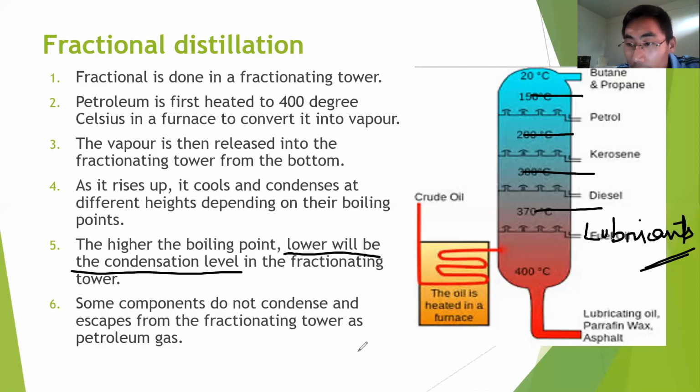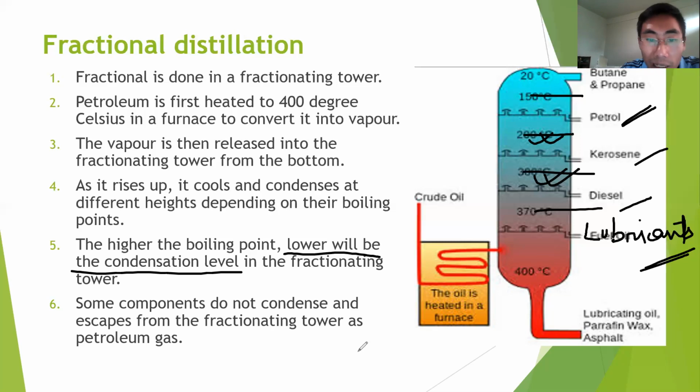Likewise, since diesel is condensing at a lower level than kerosene, that means it has a higher boiling point than that of kerosene. So it is condensing in this level. Then same with petrol and kerosene. Kerosene has higher boiling point, so it is condensing at a level lower than that of petrol. So the higher the boiling point, lower will be the condensation level in the fractionating tower.